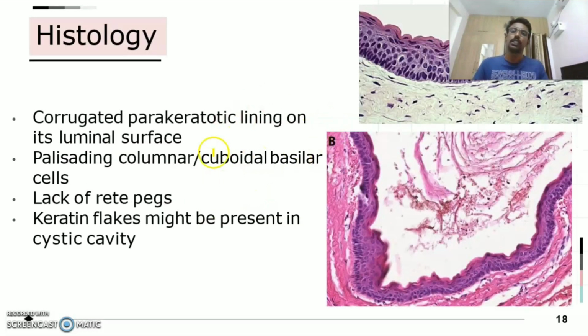So histopathologically, how are we confirming the diagnosis? We can confirm with the corrugated parakeratotic lining with a lumen surface and palisading arrangement of columnar and cuboidal basal cells, and lack of rete pegs, and keratin flakes might be present in the cystic cavity. Because of the histopathological finding only, we can come to the final diagnosis of odontogenic keratocyst.